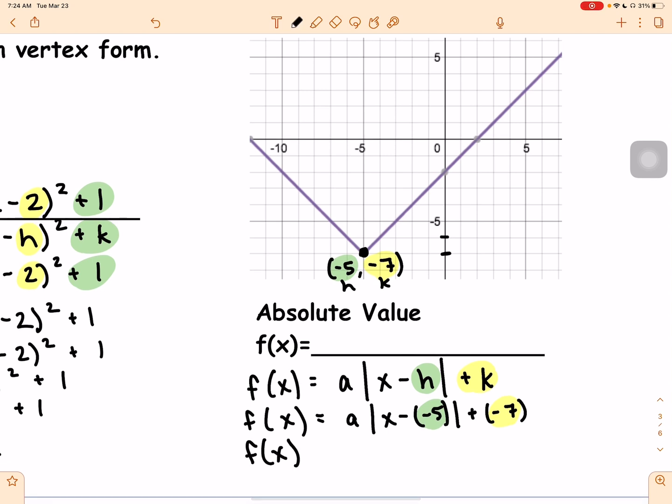So this will be f of x equals a, absolute value, x minus negative 5 is just x plus 5, plus negative 7 is just minus 7. Okay?